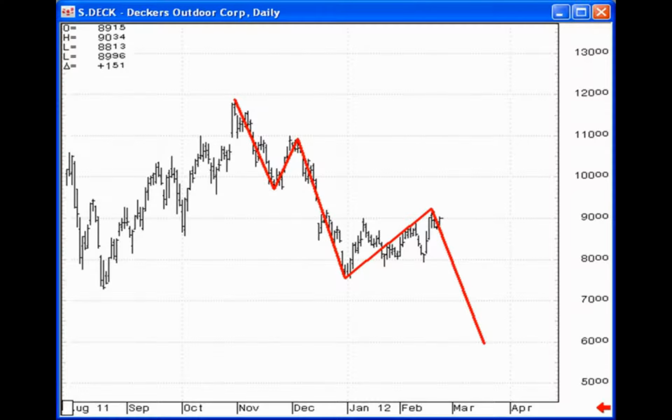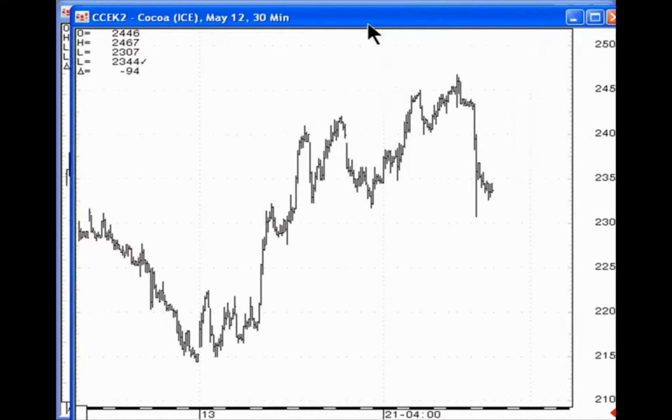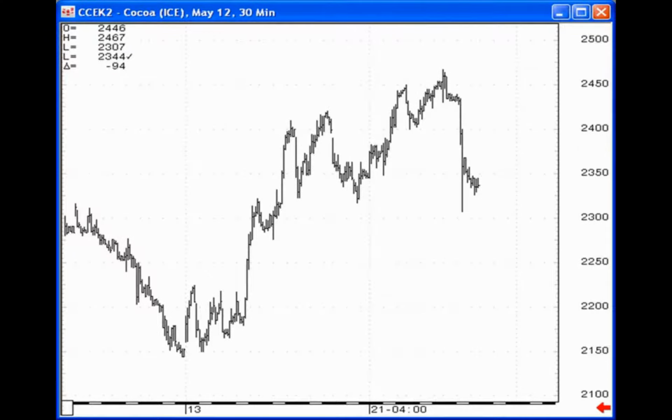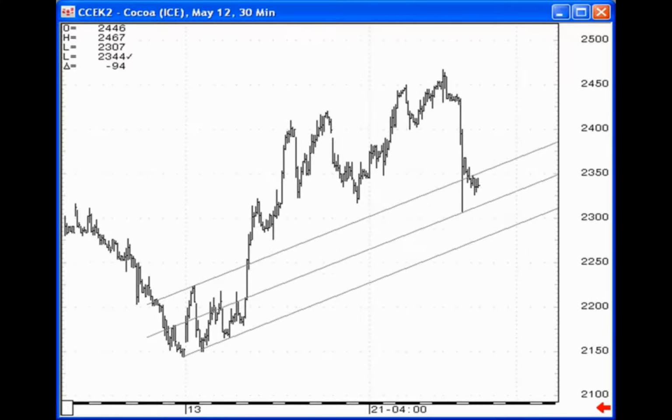Okay, let's look at another structure here. This will be a 30-minute price chart of cocoa. Okay, well, what we have here initially, there's my initial base channel. Notice the penetration of the upper boundary line of the base channel, signaling the presence of third wave price action. Okay, now what we simply do is we come in and draw our acceleration channel. Boom, right there.